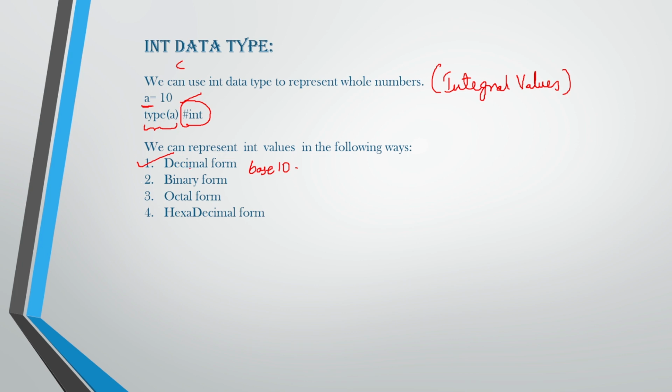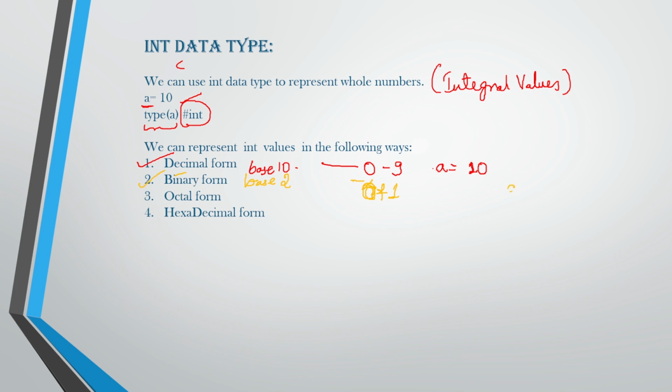The allowed digits for decimal are from 0 to 9. For example, you can give the value of a as 10, that is 1 and 0. Both can be used. So this is the base 10 format. Next you have the binary form. This binary form is called the base 2 form, and the digits allowed here are 0 and 1. Whenever you are using binary, it is either 0 or 1.